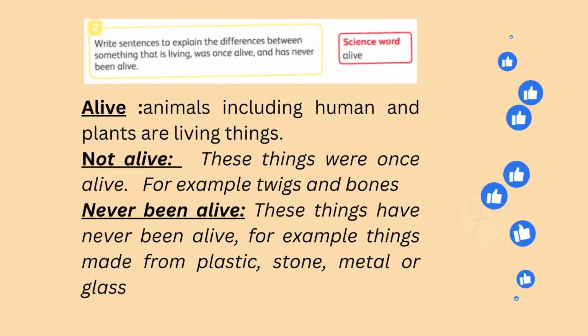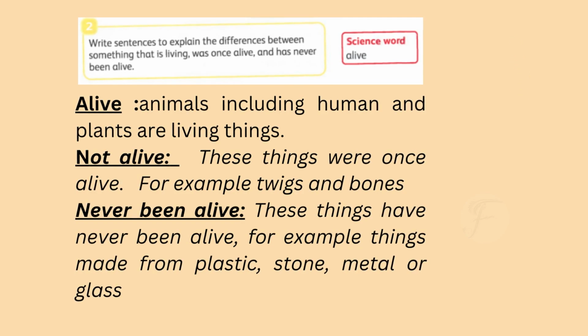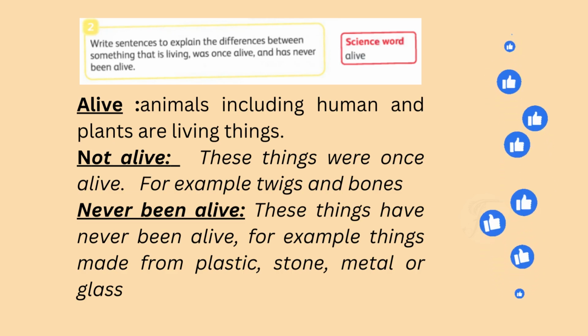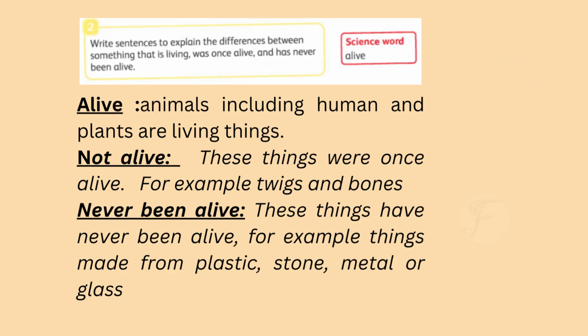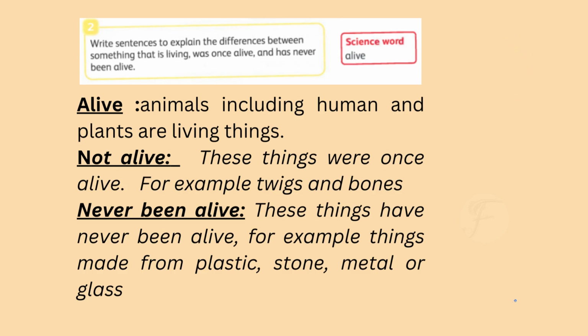Now activity 2: write sentences to explain the differences between something that is living, was once alive, and has never been alive. So, I have done it for you. Alive: animals, including humans, and plants are living things. Not alive: these things were once alive. For example, twigs and bones and skeleton. Never been alive: these things have never been alive. For example, things made from plastic, stone, metal, or glass. And there is a science word you can see: alive. You can find this word in the dictionary.